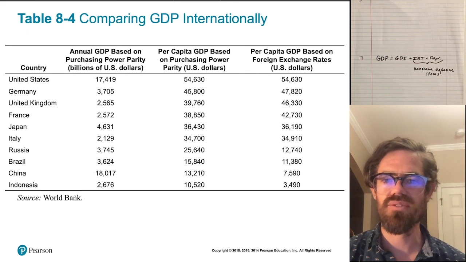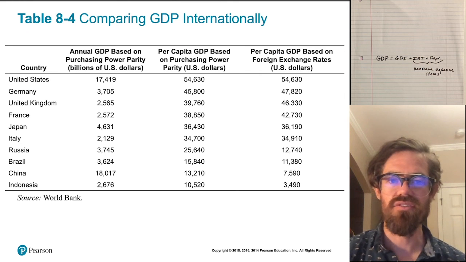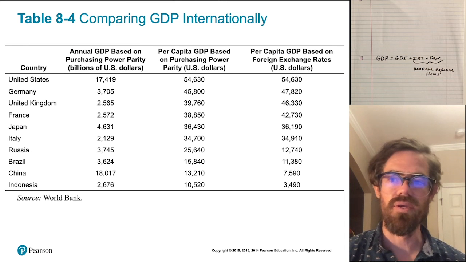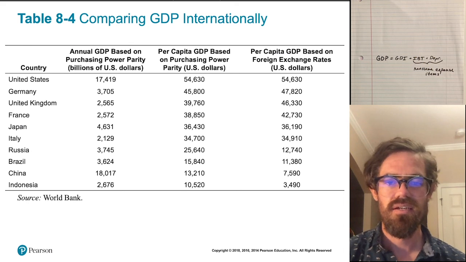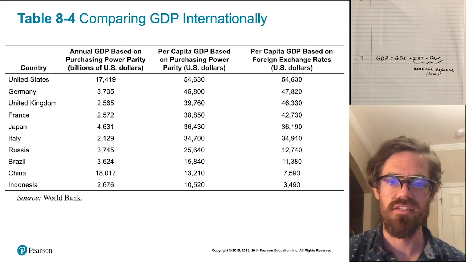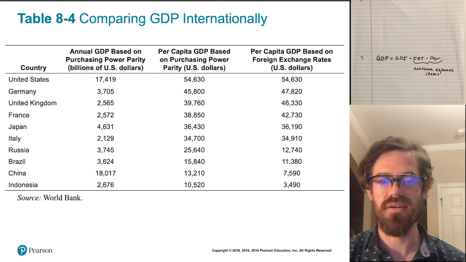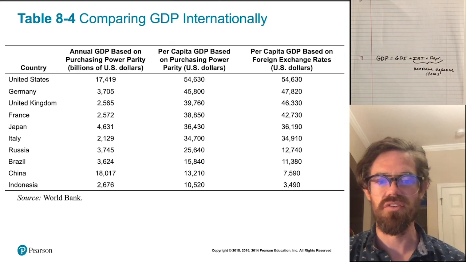The last one there is per capita GDP based on foreign exchange rates alone, without looking at purchasing power parity, without looking at differences in cost of living. And so when we ignore that cost of living aspect, it looks like Chinese people are doing even worse than us, right? So hopefully this helps you understand these concepts a little bit better. But if you're interested, I would encourage you to pause the video and look at this for a minute.